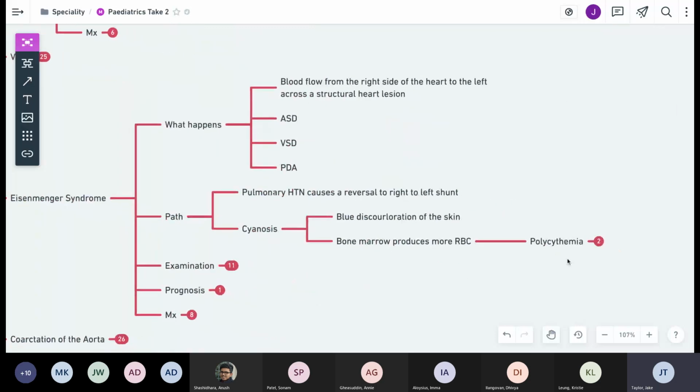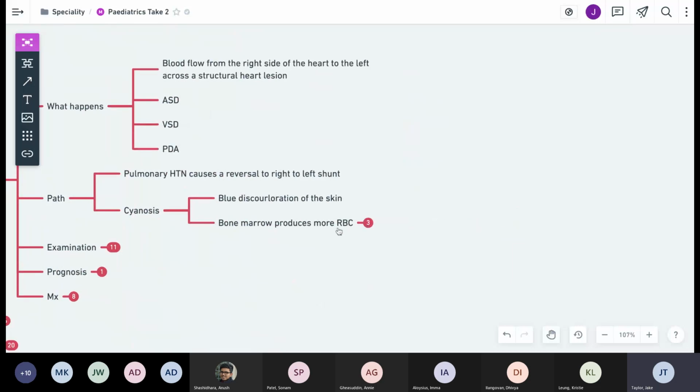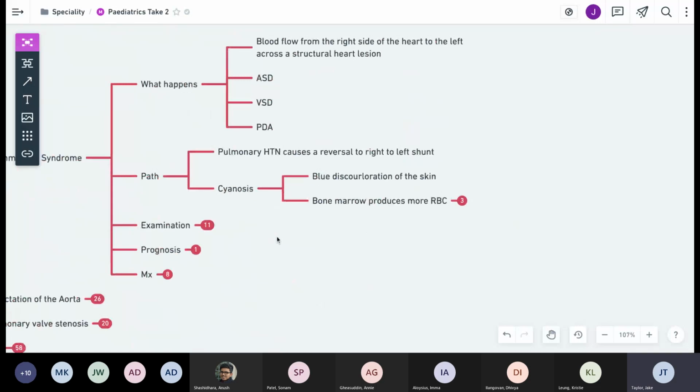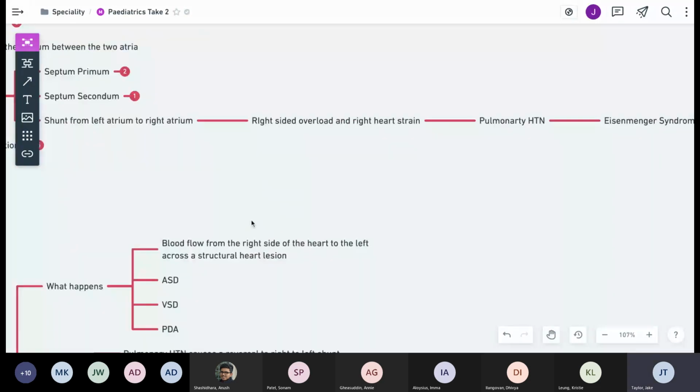So if it's chronic, they can have polycythemia. And because of that, they can get a plethoric complexion. So you imagine someone with SVC obstruction, it's sort of the same thing, like red cheeks. I'm not sure about distended veins because that's not exactly what's happening, but a very plethoric complexion. And there's also a clotting risk because there's more blood vessels, there's more red blood cells, it's more likely to clot. Right, so let's go back to ASD because we just got a bit sidetracked there, but good.